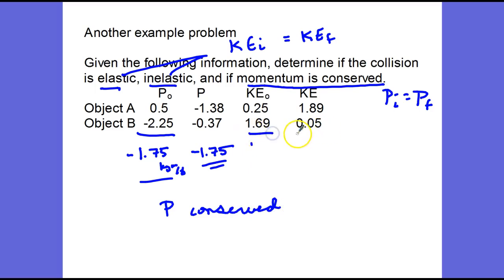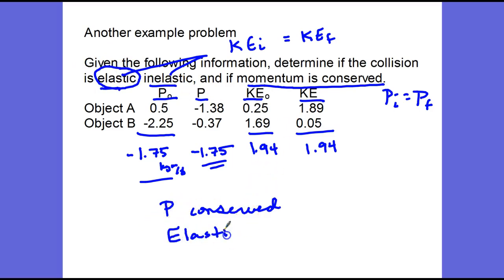And now we'll look at our initial and final kinetic energies. Pay attention to the headings of the columns because I might not have them in the same order that you'll see them later. So 1.69 plus 0.25 equals 1.94. Notice all the kinetic energies are positive. Kinetic energy is a scalar quantity. It is always positive. 1.89 plus 0.05 equals 1.94. So kinetic energy is conserved, and so it is an elastic collision. So momentum is conserved, and the collision is an elastic, not an inelastic, but an elastic collision.